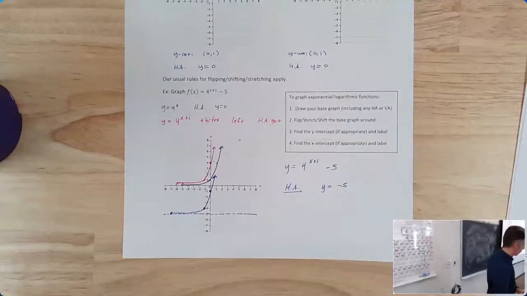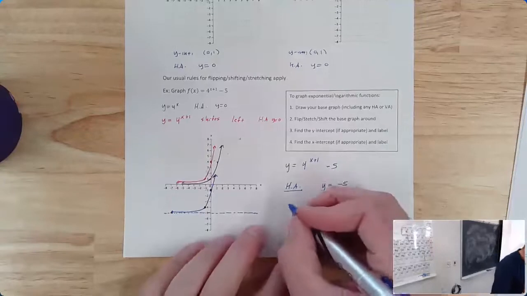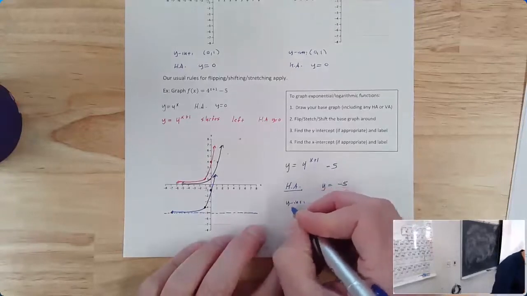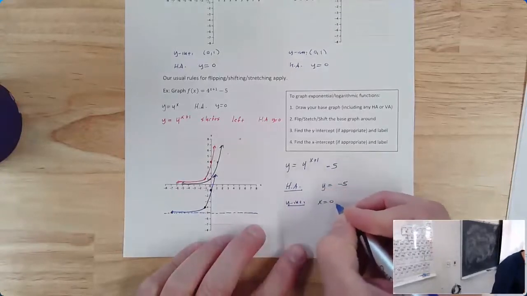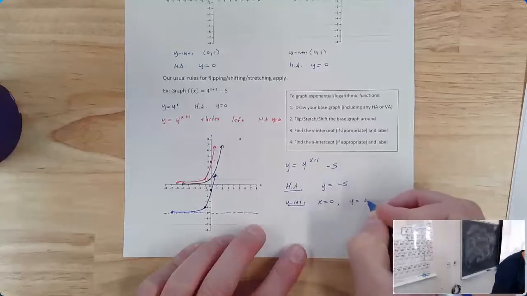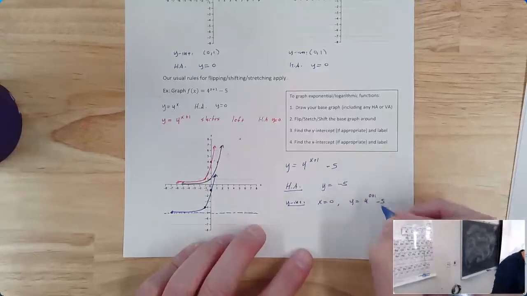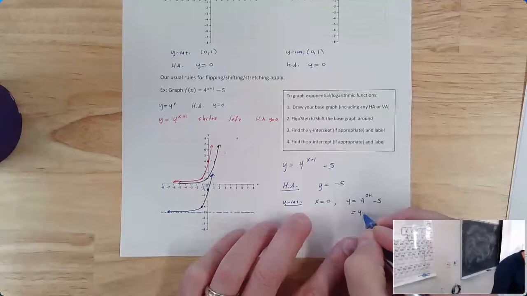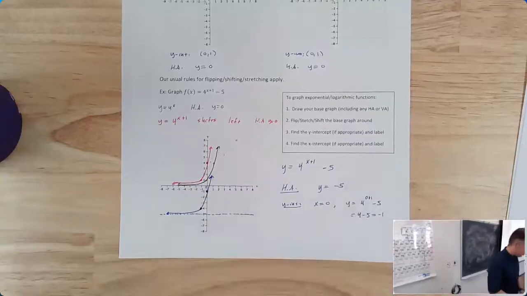So let's see. We drew the base graph. We shifted it both left and down. We found the y. Oh, we didn't find. Well, we did find the y-intercept. But let's talk about the y-intercept. So the y-intercept would be, of course, if you set x equal to 0, you're going to get y equal to 4 to the 0 plus 1 minus 5, which is just 4 minus 5, which is -1.